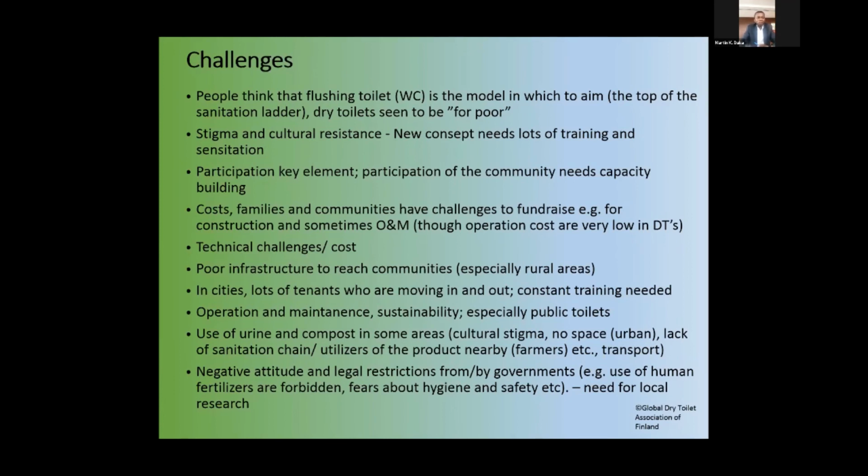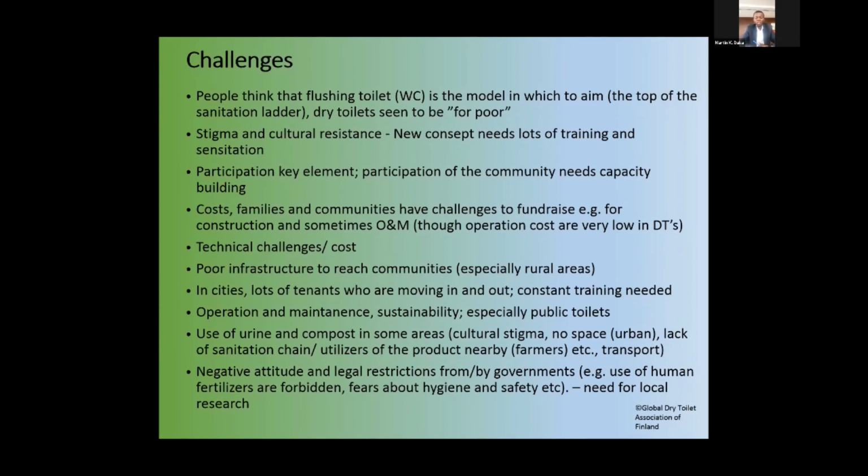Technical challenges and costs. There's poor infrastructure to reach communities. In cities, lots of tenants are moving in and out, so there's constant need for regular training. Operation and maintenance, sustainability, especially public toilets, are quite difficult to operate and maintain. Then the use of urine and compost in some areas. There's cultural stigma and no space in urban areas.